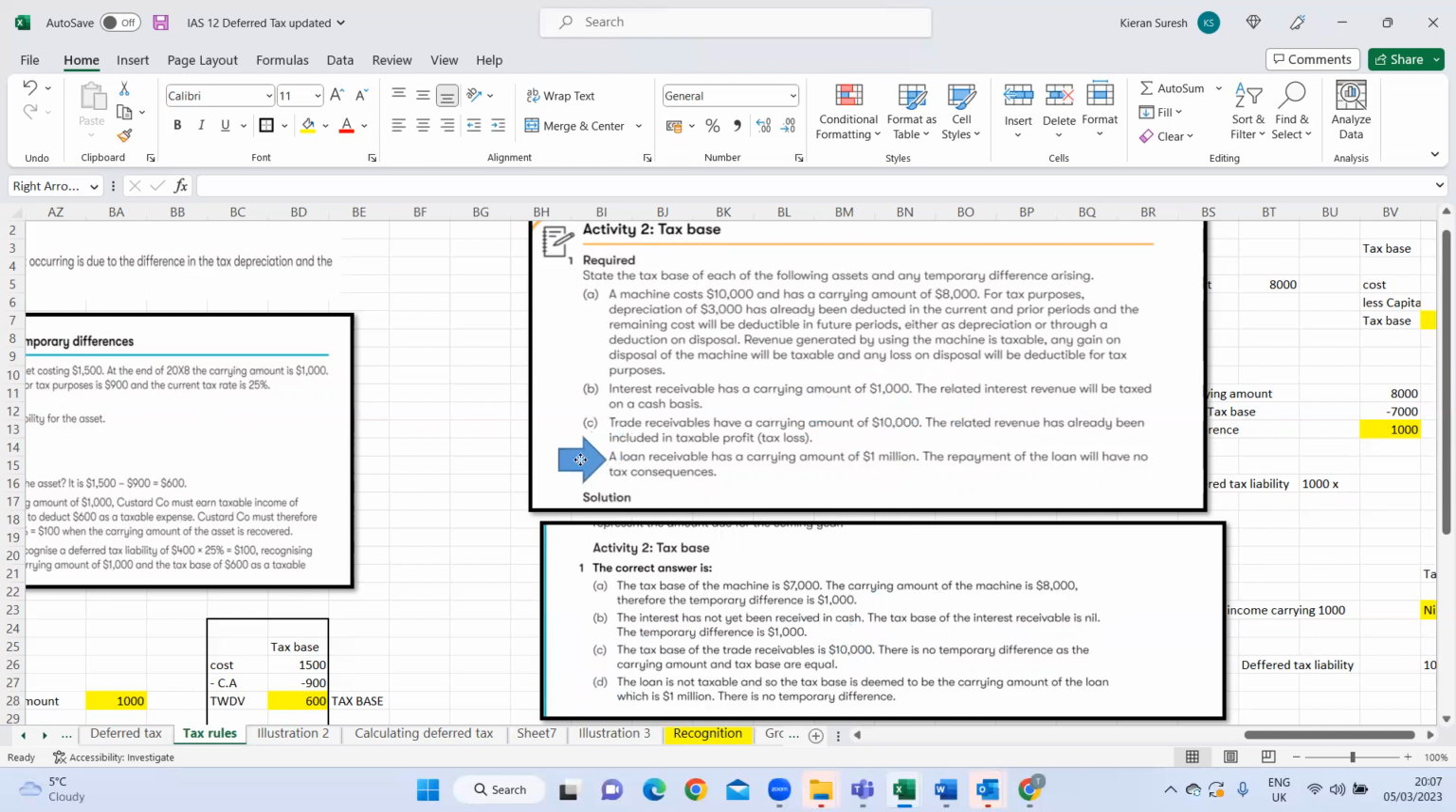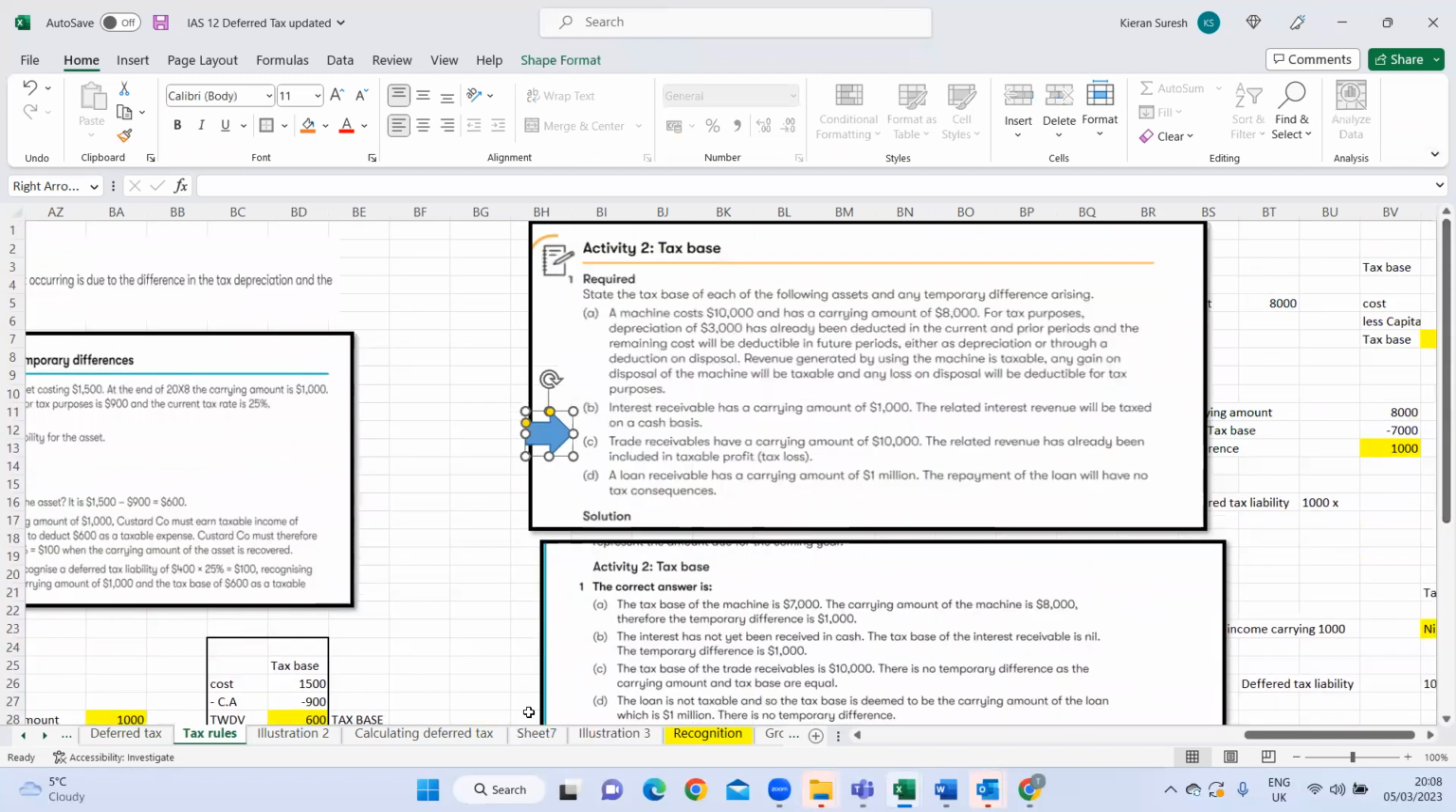The loan receivable has a carrying amount of 1 million in my books, but the loan would have no tax consequences, right? Because the loan is not taxable, the tax base is deemed to be the carrying amount of the loan. So there is no impact on the tax liability. If it has no tax consequences, my carrying amount and the tax authorities' figures would be the same, right? And that's done on this part.